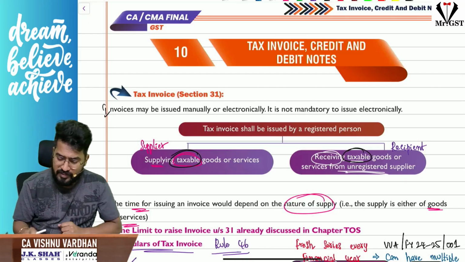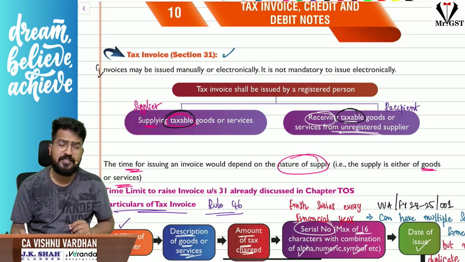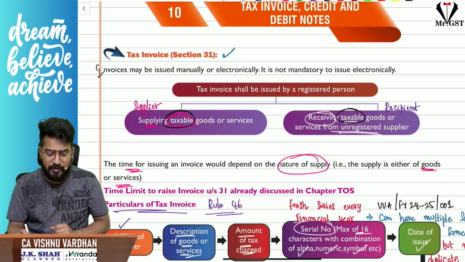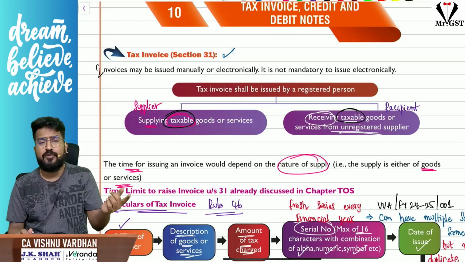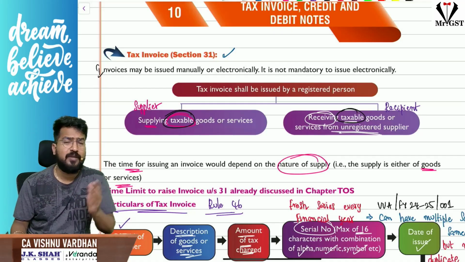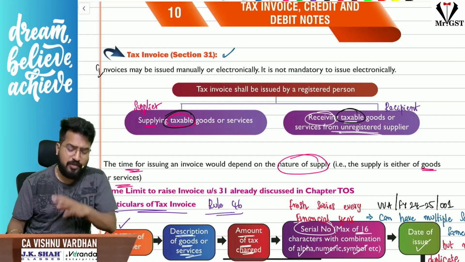Now coming to the first topic, we already saw section 31 in the time of supply chapter. The due date to raise a tax invoice is dealt with in section 31. So the time limit to raise an invoice, we have already seen for goods and services separately. If you remember, when goods movement is involved, not involved, continuous supply of goods, sale on approval, services general rule, continuous supply of services, and service ceases before completion. All these things we have seen.